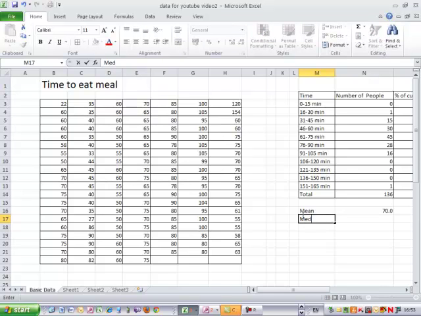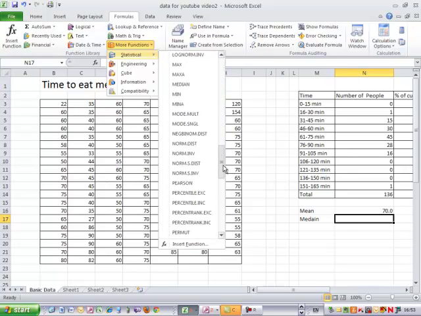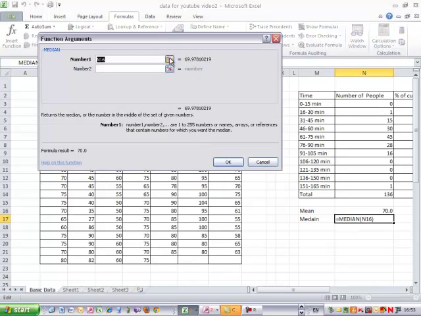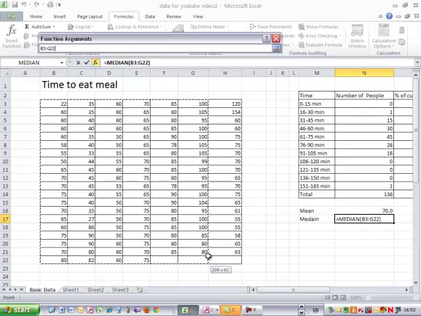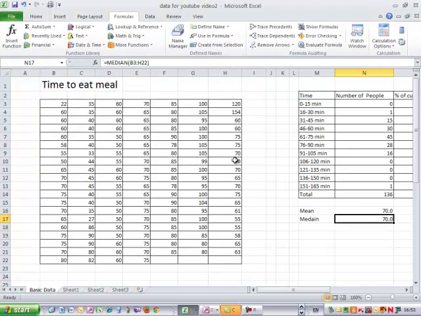The median, the middle when they're put in order, again we don't have to do that, we can use the formulas, more functions, statistical, and scroll down to the M's until we find the median. Click on the red arrow, highlight the numbers we're interested in, enter, and OK. The median in this case is the same as the mean, but it isn't always.